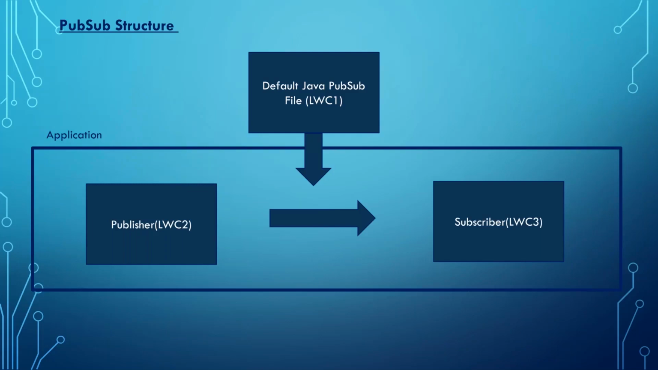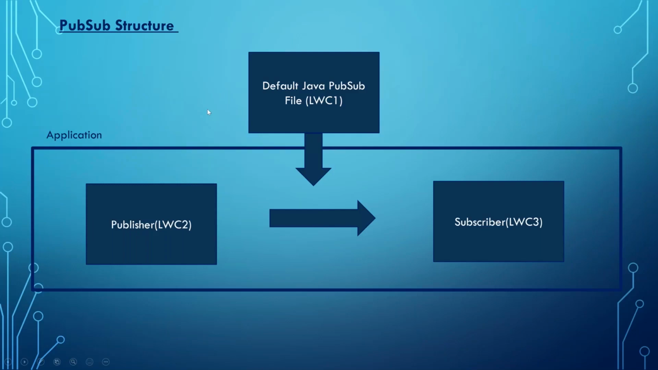Is everybody able to understand how this concept works, yes or no? Two components want to talk to each other. Then I'll have one intermediate file between them, one neutral, connecting file, and the connecting file will be PubSub, LWC1. It is a standard configuration. This is how the PubSub structure works.